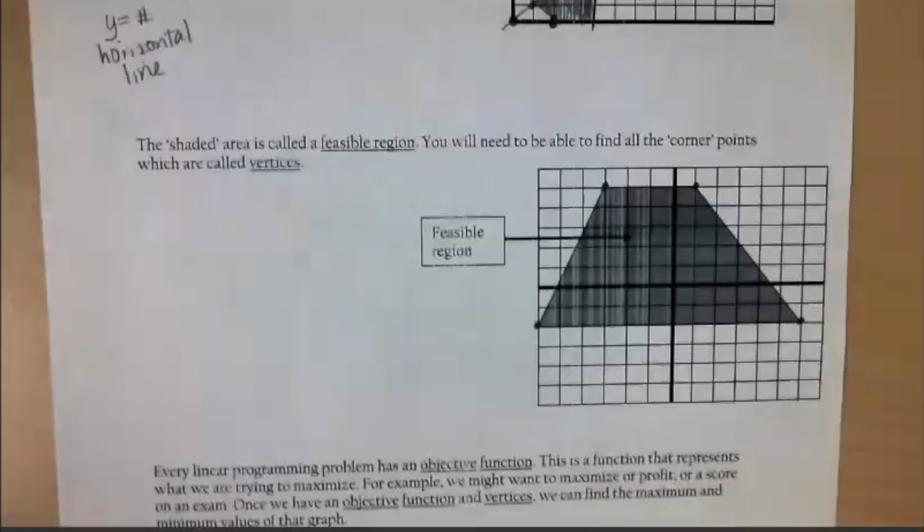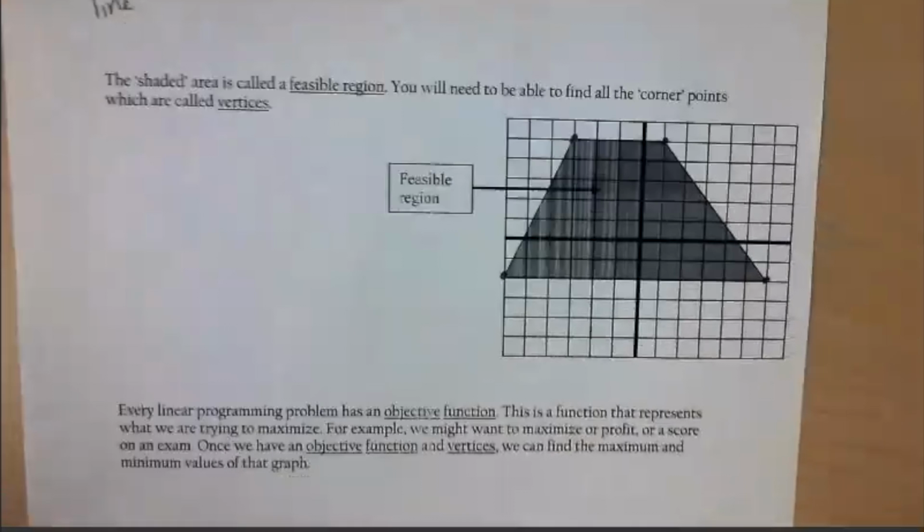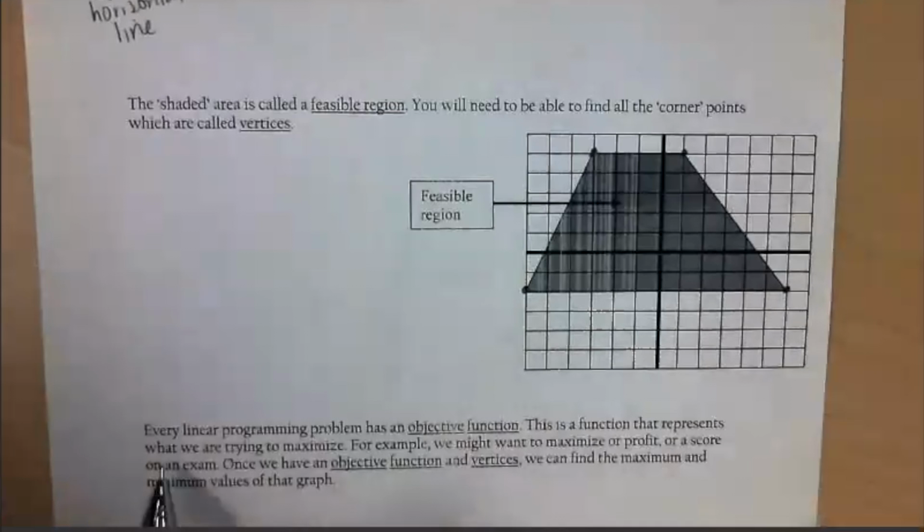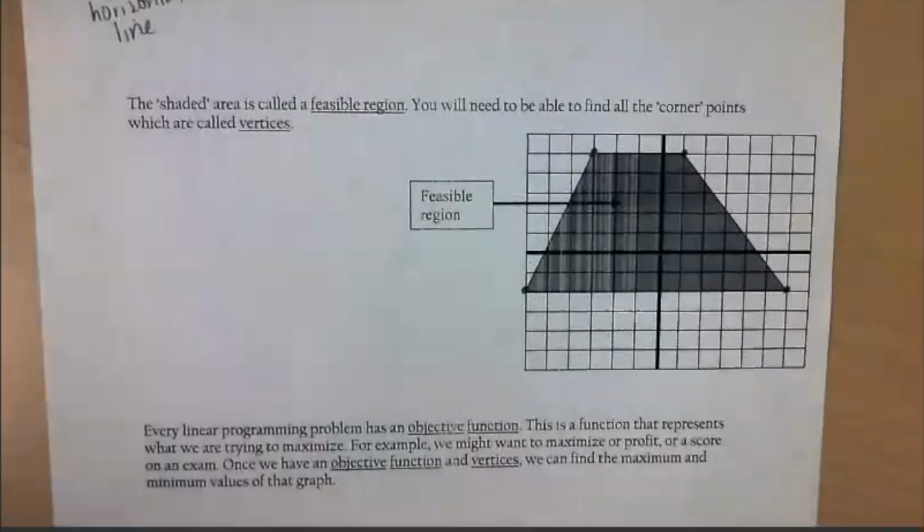All right, every linear programming problem has an objective function as well. This is a function that represents what we are trying to maximize. I told you most of the time it's profit that we're trying to maximize. That would be what the objective function is about, maximizing that profit.